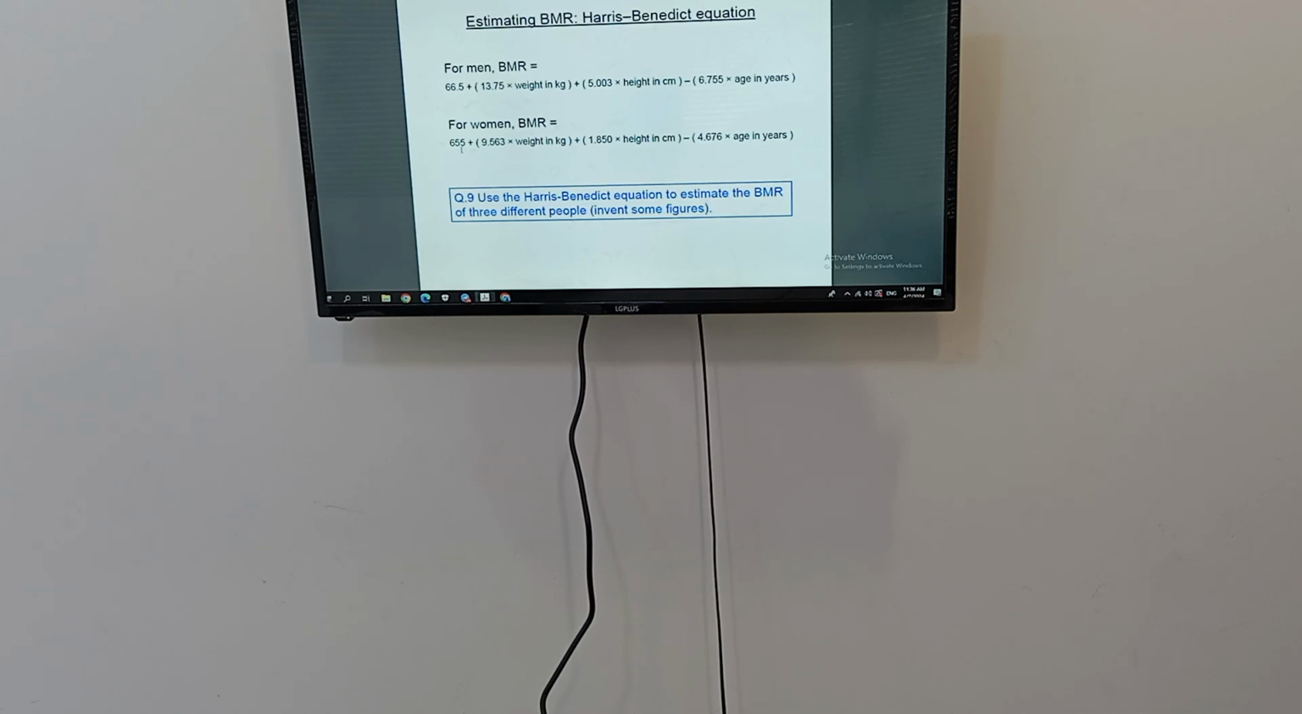Use the Harris-Benedict equation to estimate the BMR of three different people, using some figures. Let's say we have here weight in kilograms. Let's say the man weighs 80 or 85, his height is 180 centimeters, and he's about 28. Okay? So we will multiply this and this and this and get the result, and then we do the summation and subtraction operations.